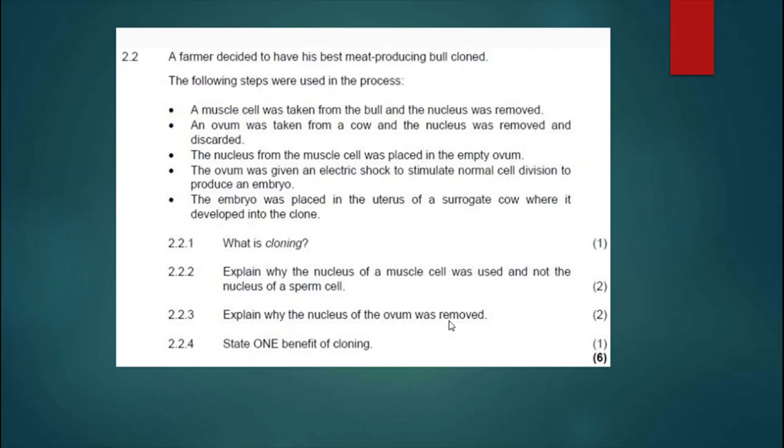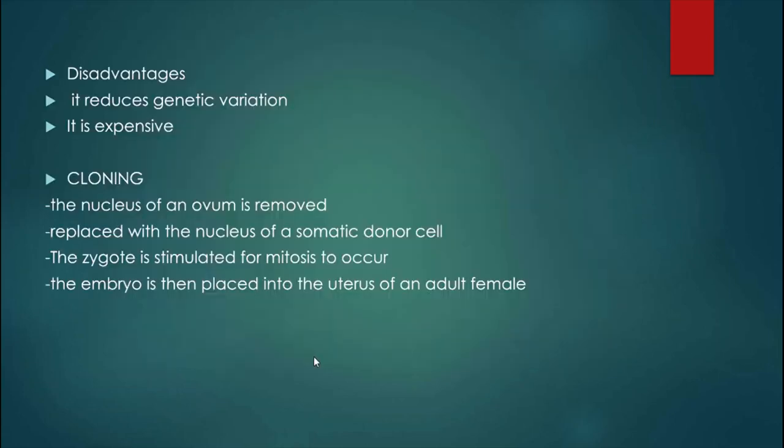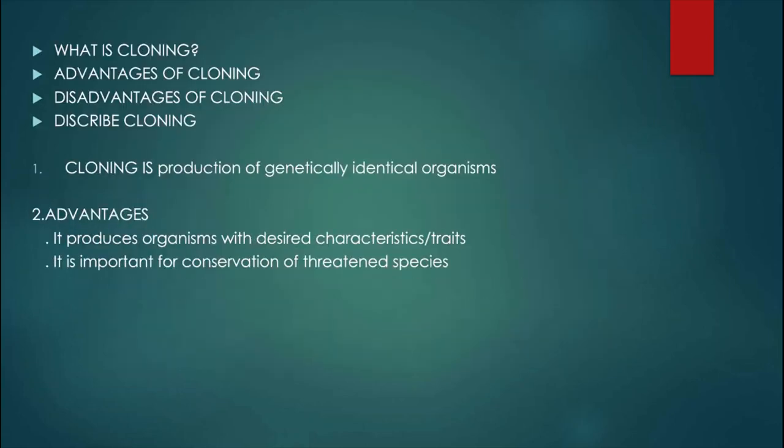Explain why the nucleus of the ovum was removed. I answered this. The nucleus of an ovum was removed to remove the genetic material of the cow so that the genetic material of the best meat producing bull is present. The last question, give one benefit of cloning. I talked about this as well. It produces organisms with desired traits.